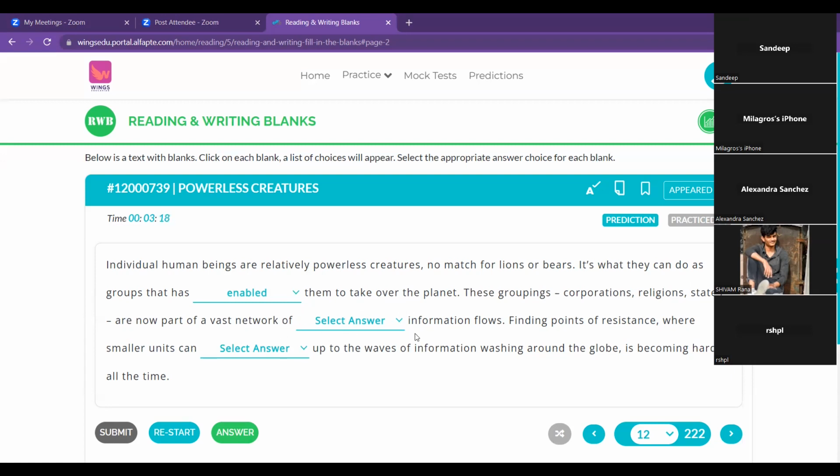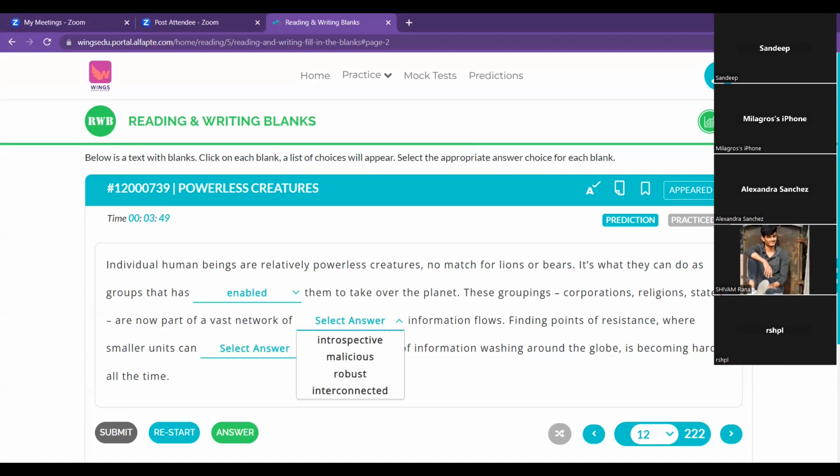Vast network of something information flows. What kind of information? Now, information is a noun. What kind of information am I looking for? Online students, what do you think? Wide. Network of wide information. Thank you so much. Who's that giving a go? Is that Sandeep or Guri? Guri, well done.